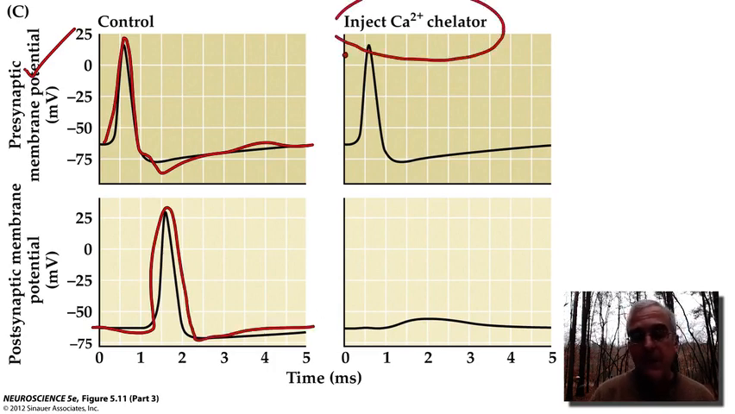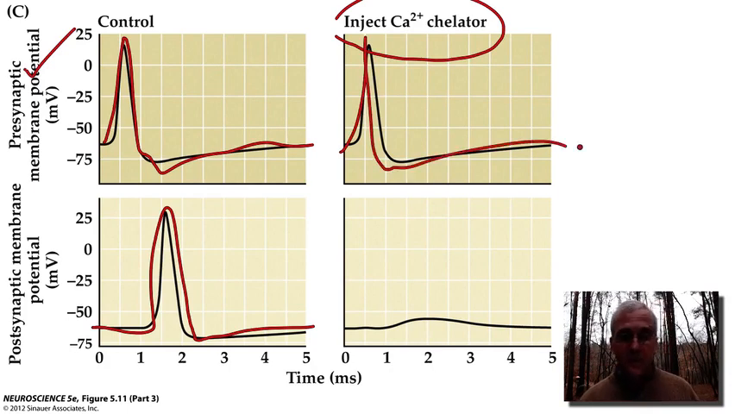But if a calcium chelator is injected into the presynaptic cell, this is a compound that is going to prevent a sudden rise of intracellular calcium. So now we're not blocking the calcium channel, we're just sucking up the calcium that enters the presynaptic terminal. So even though we have a nice, robust action potential in the presynaptic neuron, there's only a very modest subthreshold depolarization seen in the postsynaptic cell. So this experiment suggests that a sudden rise of calcium in the presynaptic terminal is critical for the release of neurotransmitter and the generation of an action potential in the postsynaptic cell.